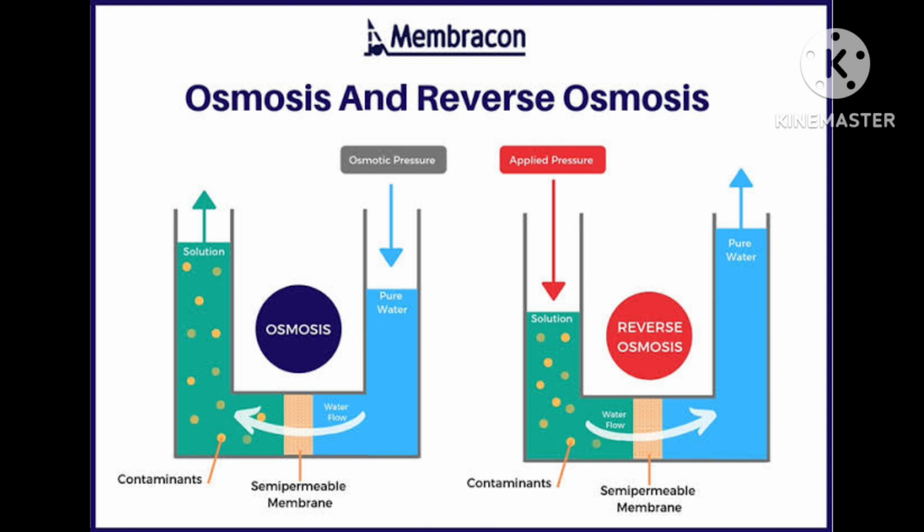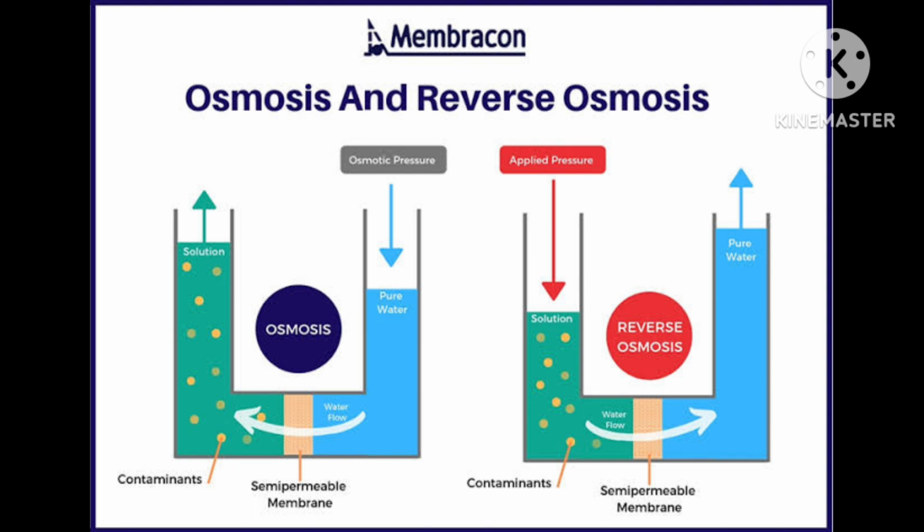One more thing I want to tell you: what type of material you will take in a semi-permeable membrane, because this is what will filter. What type of material is used here? It is cellulose acetate. A cellulose acetate film will be there on the semi-permeable membrane. This is a thin film of cellulose acetate semi-permeable membrane.